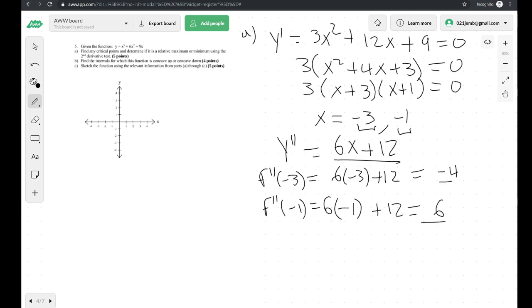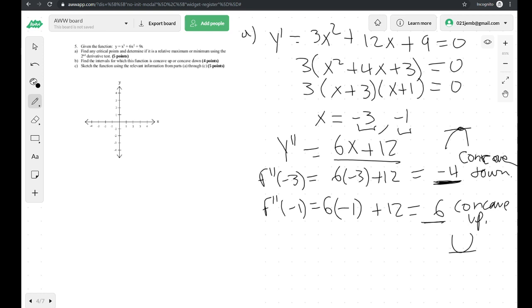Now, what can we conclude from this second derivative test? Well, we can say that at x equals negative 3, because the second derivative is negative, it is concave down. And when it's positive, it's going to be concave up. What happens when something's concave down? Well, we know that if there is a critical point, it's going to be a relative maximum. And if it's concave up, it's the opposite. It's going to be a relative minimum.